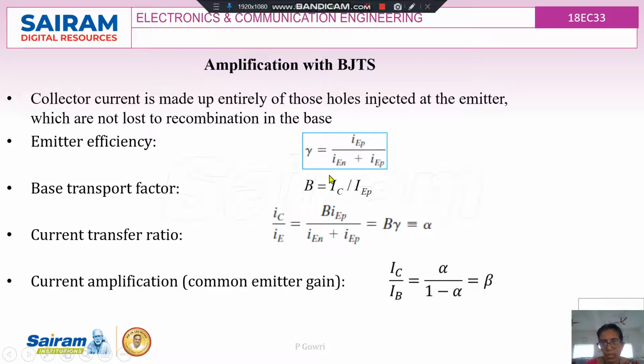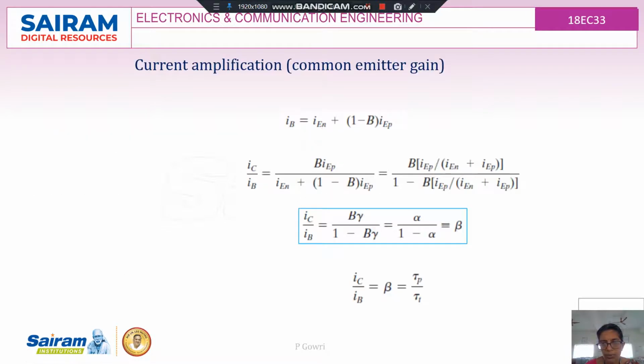The first one is called the emitter efficiency, the amount of holes which is injected or emitted by the emitter region and how much is crossing the junction. The next one is the base transport factor. Of these injected electrons, I mean holes, how much is used for the final output, IC by IEP. Then the current transfer ratio is how much input current IE is converted to IC. And the fourth one is IC by IB, which is equal to beta.